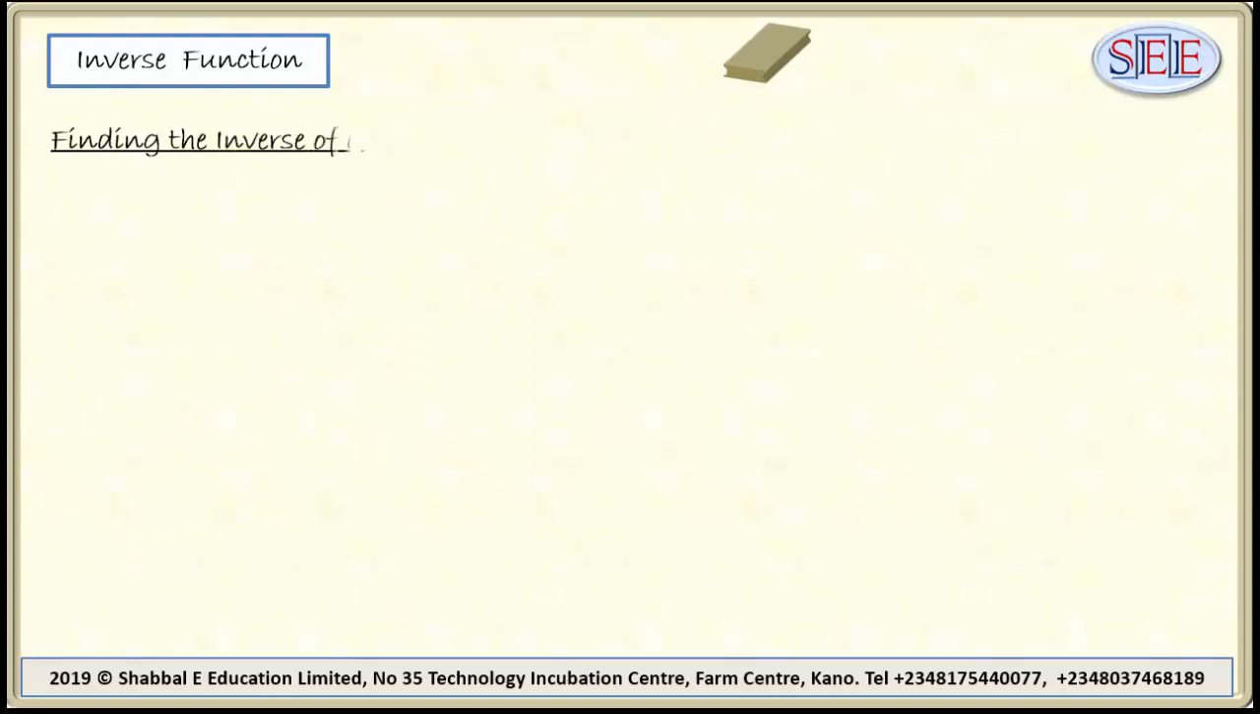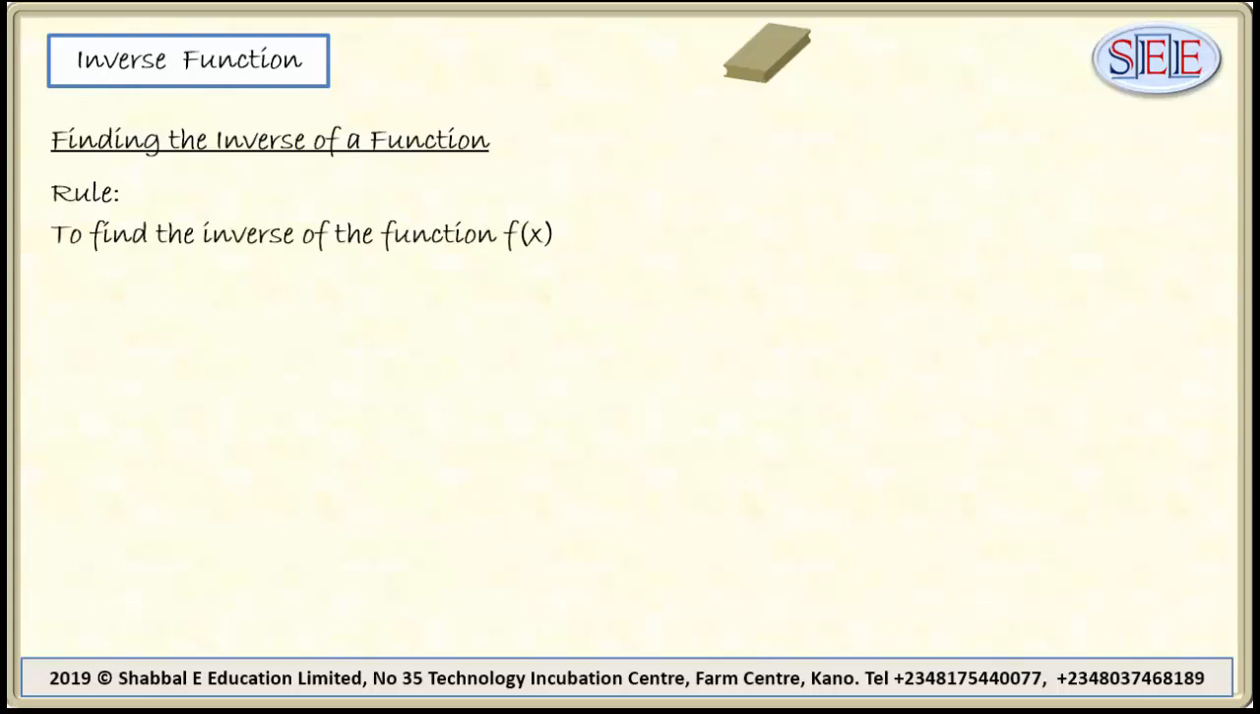So next we learn how we can find the inverse of a function. To find the inverse of a function f of x, we follow these 4 steps. Step number 1: in the given definition of the function f of x, we replace that f of x with y. So where you have f of x in the given definition, you replace it by y.